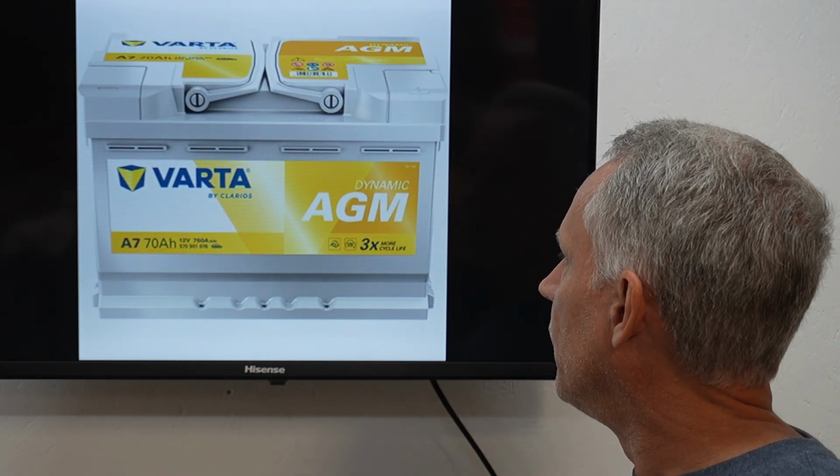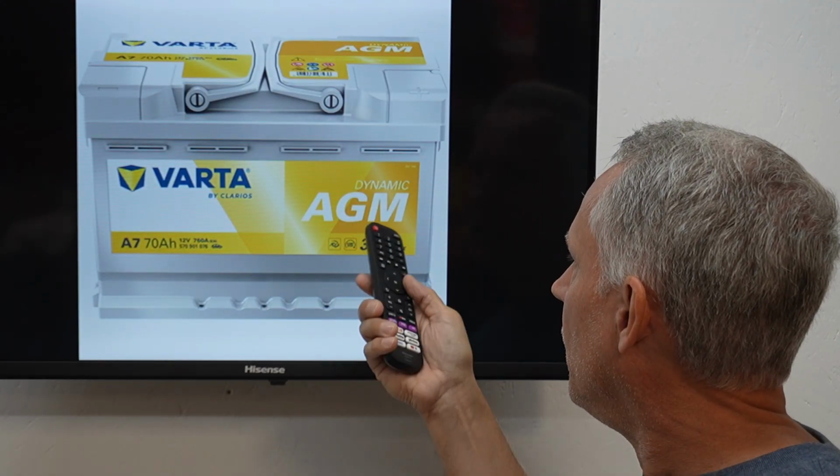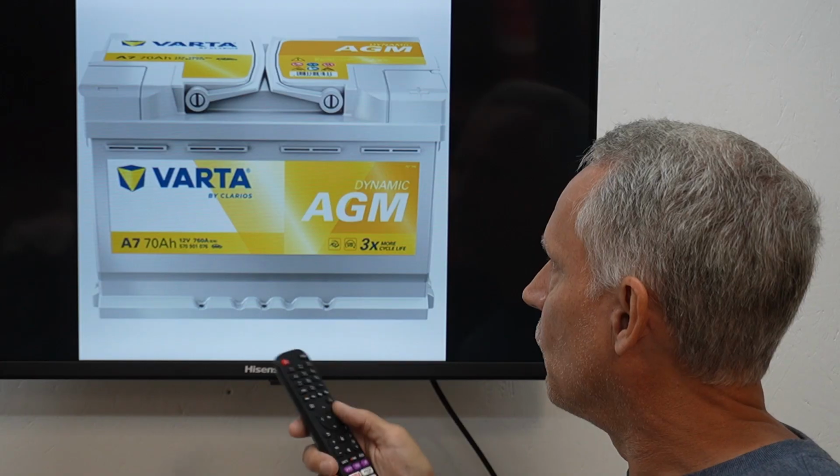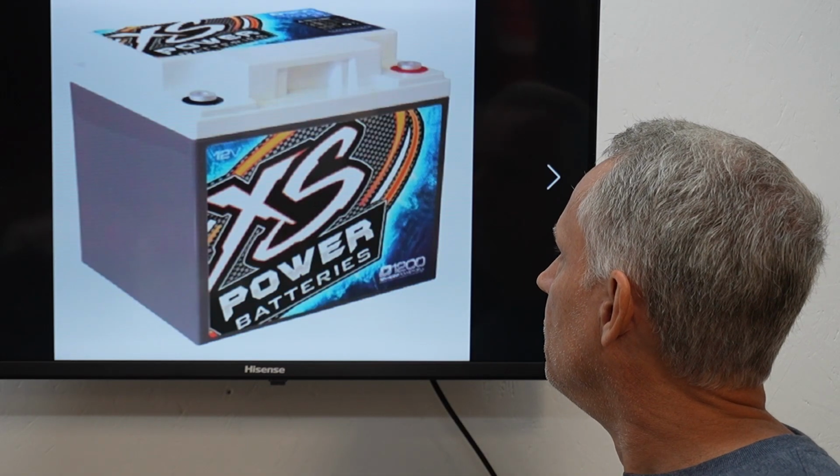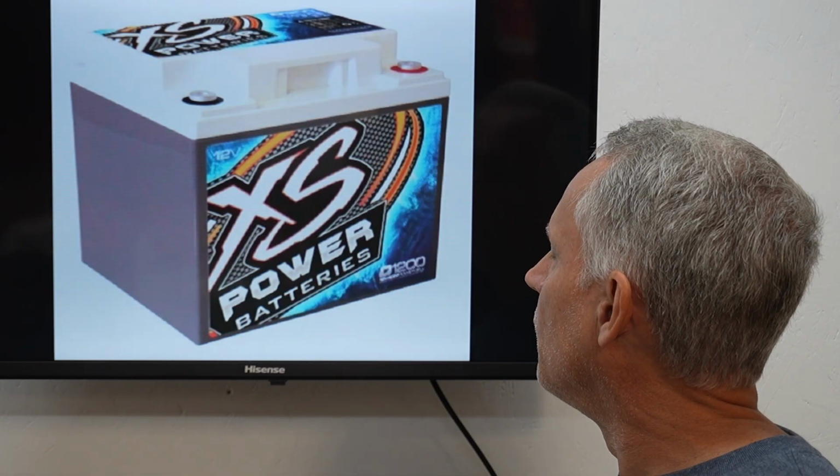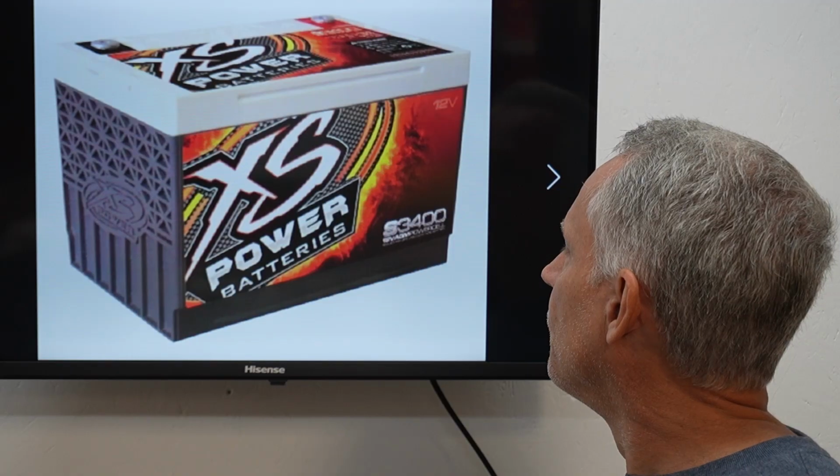All right, here's a Varta, once again made by Clarios, AGM type battery, sealed lead acid, VRLA. And excess power, right, this is theirs.